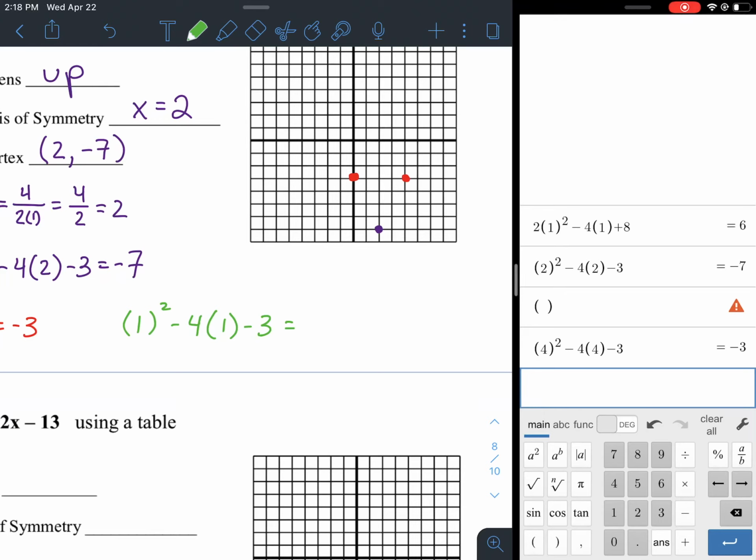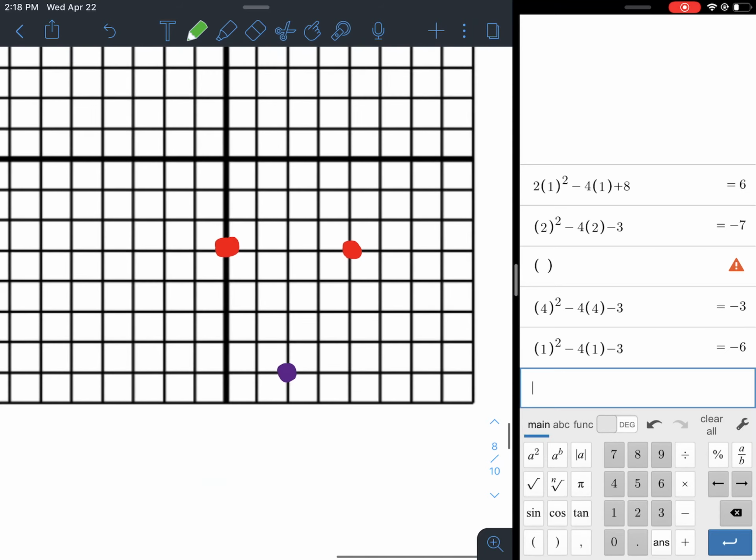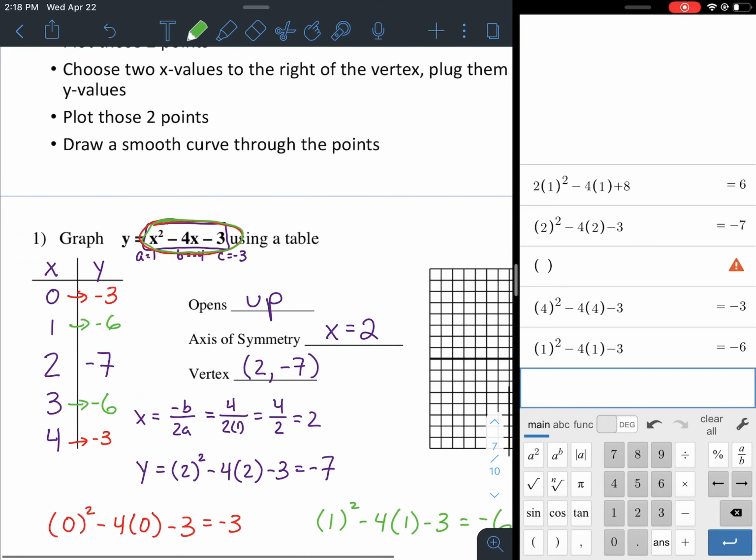Okay. And again, I can type that in pretty quickly here. Parenthesis 1 squared minus 4, parenthesis 1, minus 3, and I get negative 6. Therefore, 1 leads me to negative 6. 3 will also lead me to negative 6 due to that symmetry. So if I plot 1, negative 6, that's 1 to the right, down 6, and then 3, negative 6. And those are my points, and you can see it's now starting to create that curve shape.